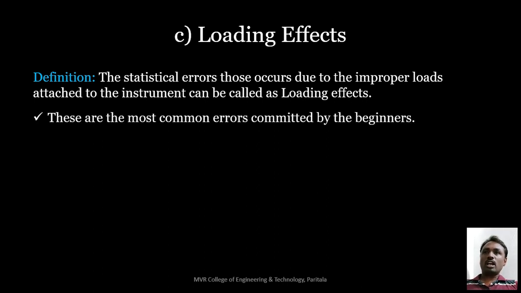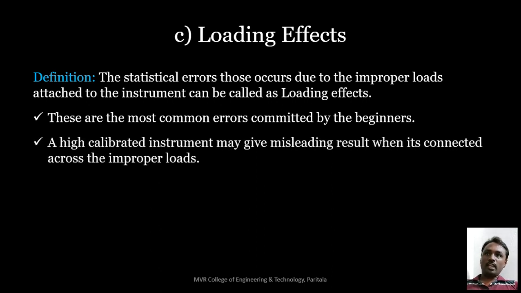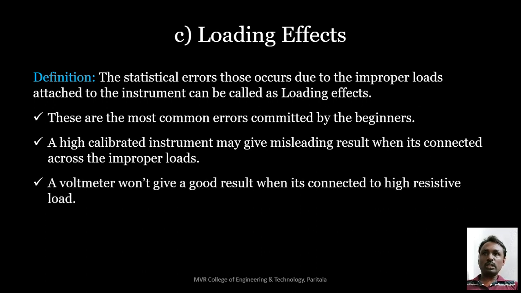These are the most common errors committed by beginners. Beginners can give a well calibrated voltmeter improper loads, and at that time we might get errors. This type of error occurs due to loading effects. A highly calibrated instrument may give misleading results when connected to improper loads. A voltmeter won't give a good result when connected to a high resistive load.